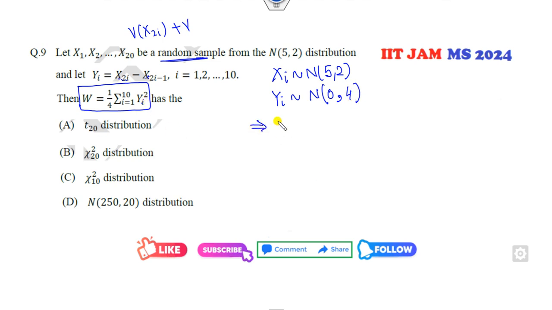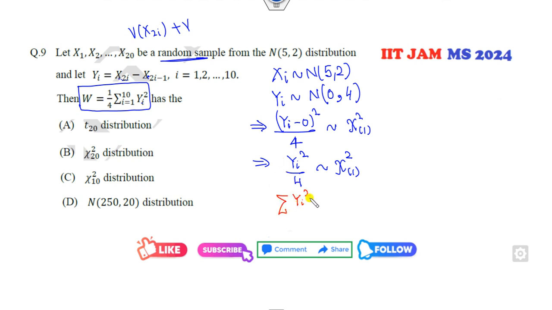Now we need Y square. So I can convert this into Z, which is Yi over the standard deviation. This will follow the chi-square distribution with 1 degree of freedom. So Yi square divided by 4 will follow the chi-square distribution with 1 degree of freedom. Then I need the summation, where i varies from 1 to 10. So it will follow the chi-square distribution with 10 degrees of freedom. So this is cancelled, this is cancelled, this is the correct option, this is the wrong answer.